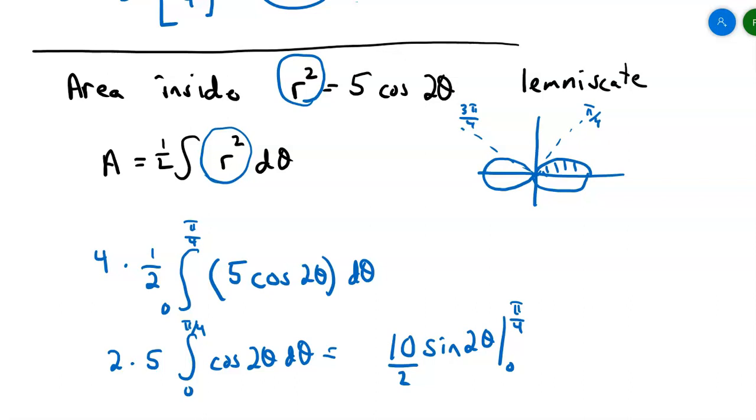Well, the sine of 0 is 0. That makes the bottom limit of integration easy. Up on the top, I get 5 times the sine of 2 times pi over 4. 2 pi over 4 is pi over 2. The sine of pi over 2 is 1. That makes the area inside of that lemniscate an integer. How cool is that? After all that work, the area inside the curve is an integer.